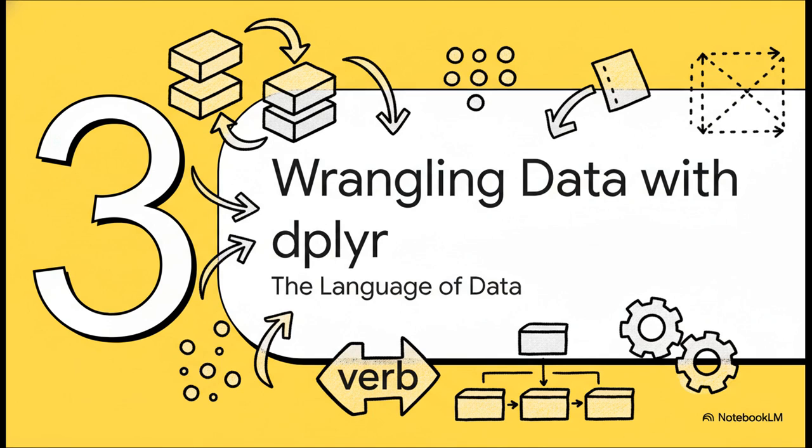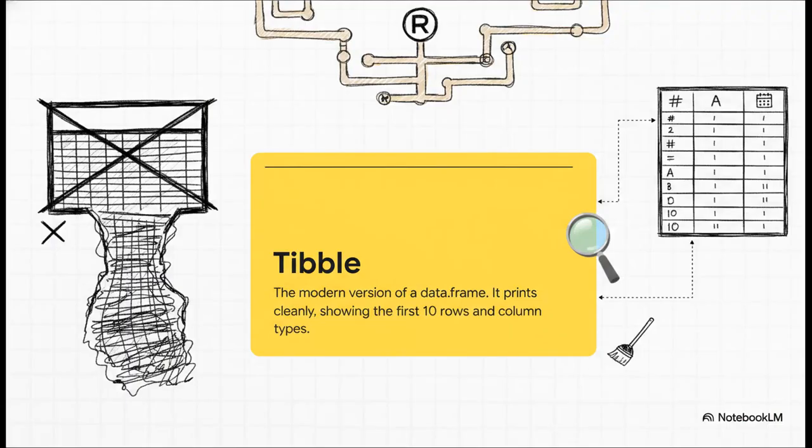Okay, now that we've got those ground rules down, it's time to roll up our sleeves and actually start shaping some data. We're going to learn the verbs of data manipulation using an incredibly powerful package called dplyr, which is part of the Tidyverse. So the first thing you'll notice when you're working in the Tidyverse is this thing called a tibble. What is it? Well, think of a normal R data frame like a messy stack of papers. If you try to look at it, it just dumps everything on your screen, which can be thousands of rows. A tibble, on the other hand, is like a well-organized binder. It's much smarter. It only shows you the first few rows, tells you what kind of data is in each column, and never overwhelms your screen.